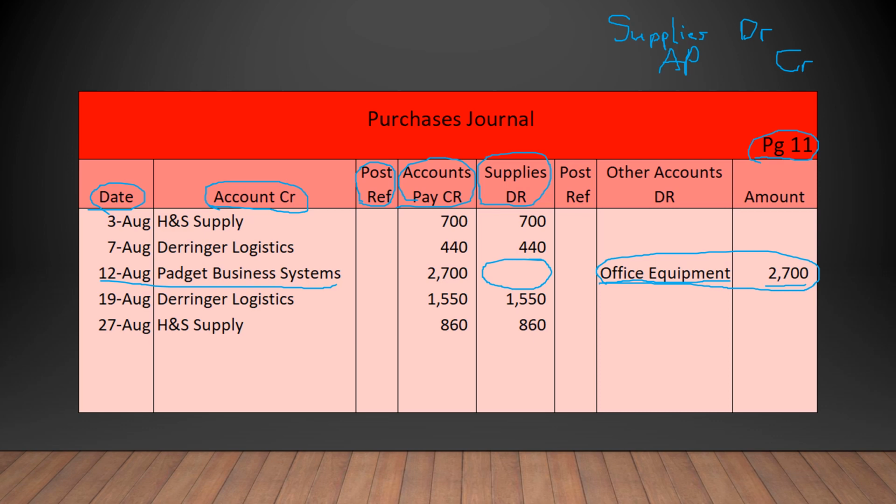Note that there is a plethora of accounts that could be debited besides supplies, from office equipment, as seen here, to store equipment, to merchandise inventory, and so forth. So we need a description column to indicate which one. Of course, we also need to have a separate posting reference column for after we post to this account's ledger.